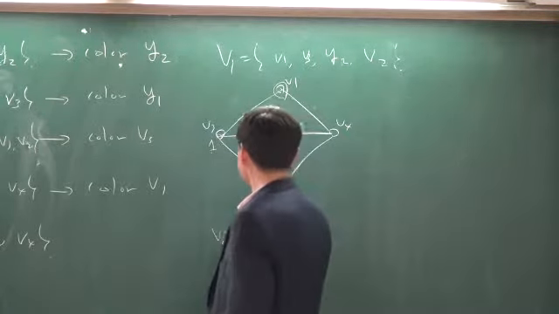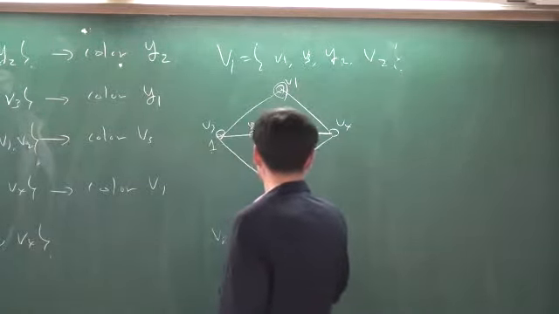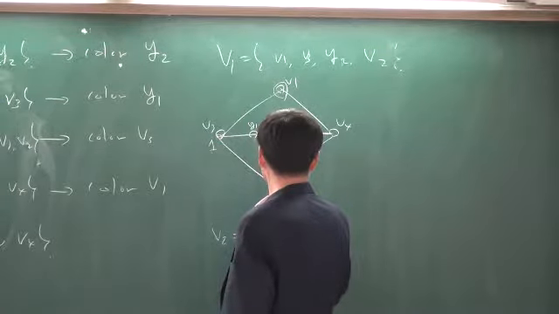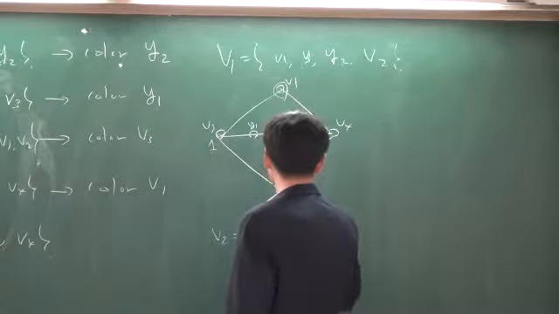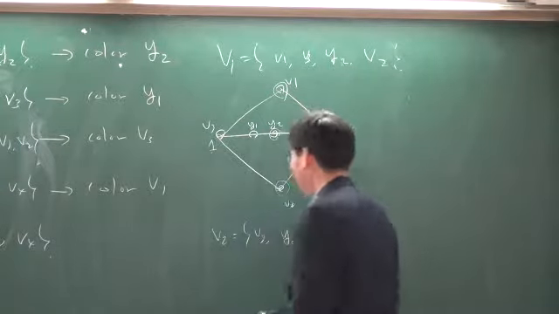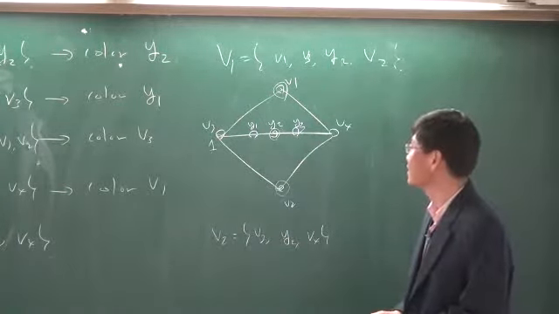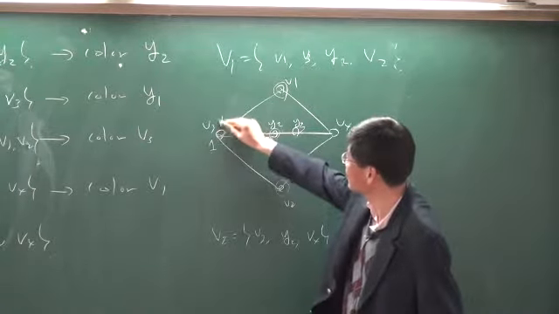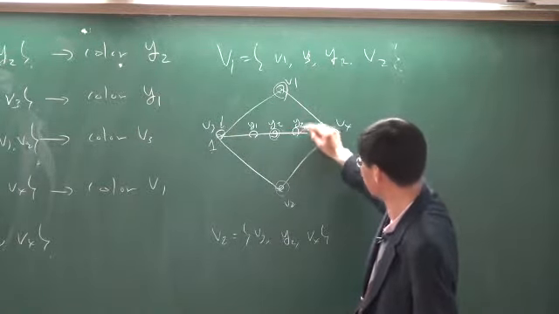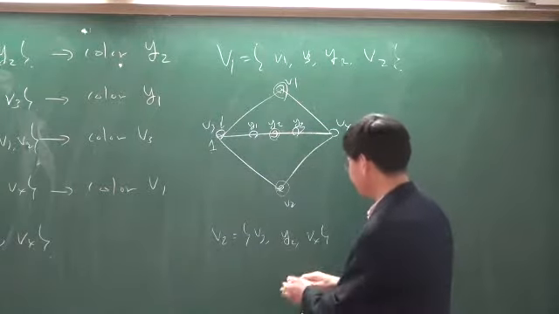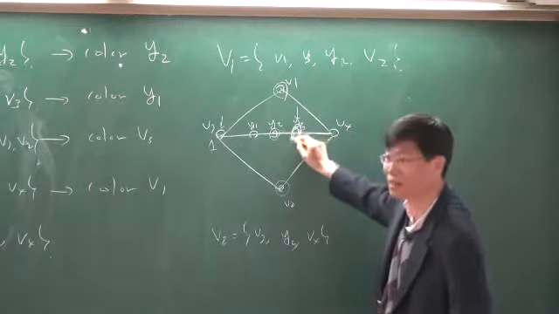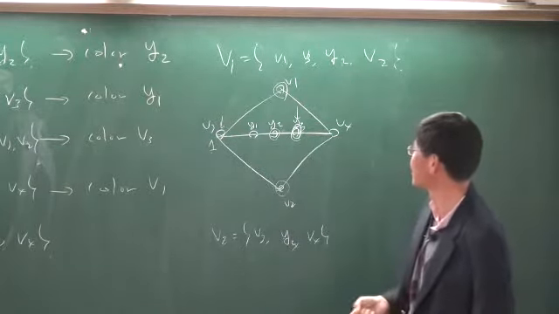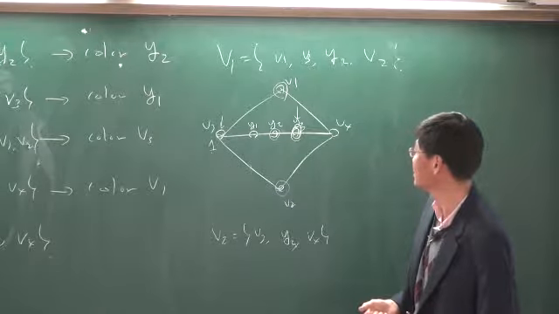So next, V3 and Y2, V4. Then Bob colored this one, Y3, and the color this one. Well, either is okay, right?